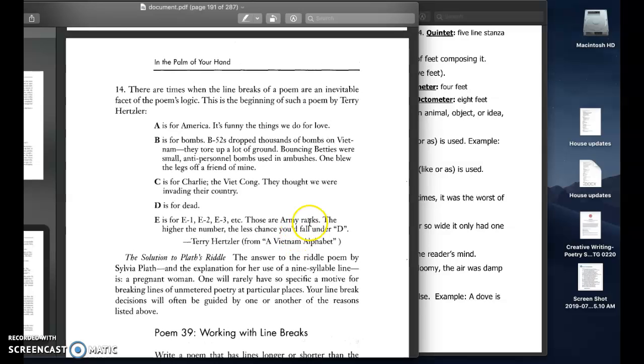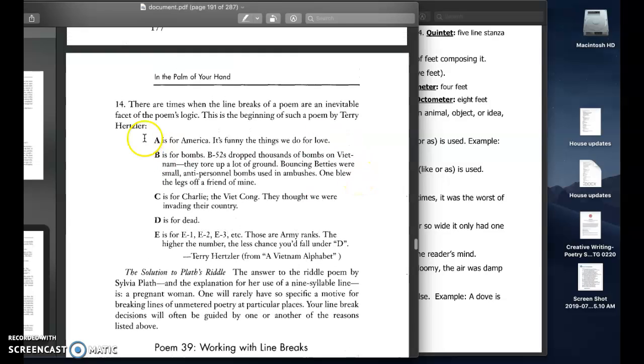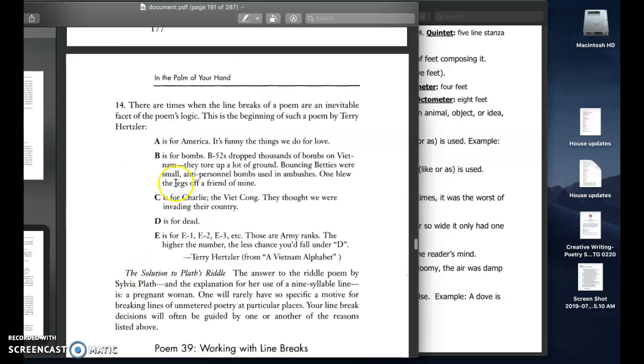And the last reason that Howitt gives is there are times when the line breaks of a poem are important to how the poem works. This is a poem by Terry Hertzler where you can see the structure. It's very cool. "A is for America. It's the funny things we do for love. B is for bombs. C is for Charlie. D is for dead. E is for E1, E2, E3," and all of these together tell a story within the poem. So that's a really interesting, different, really fun way to structure your lines.